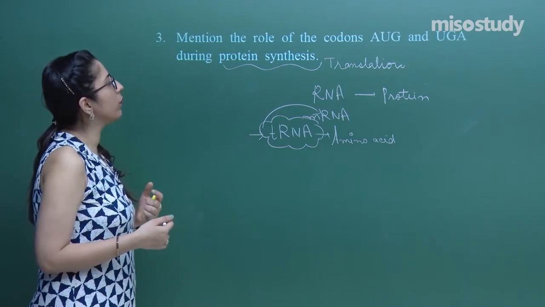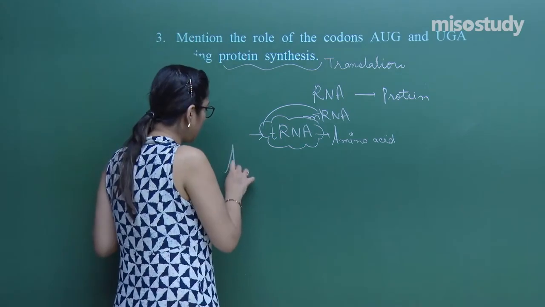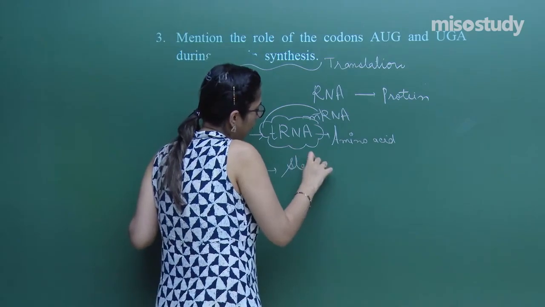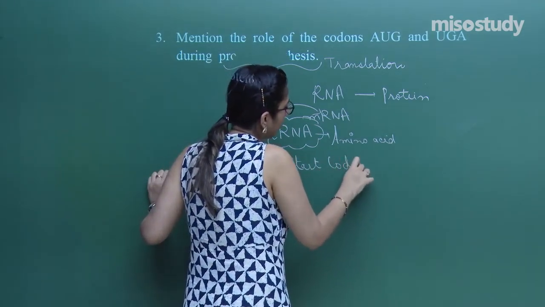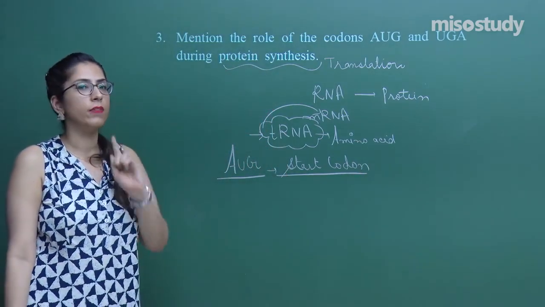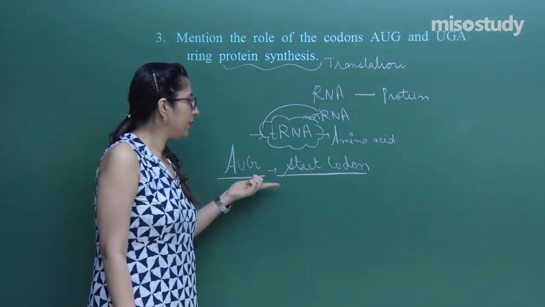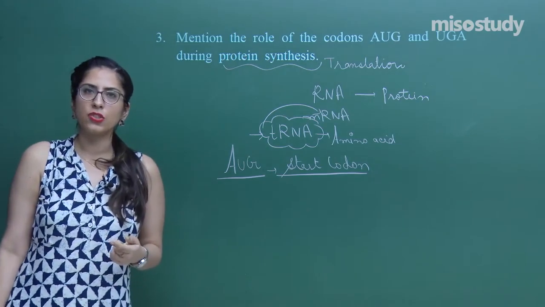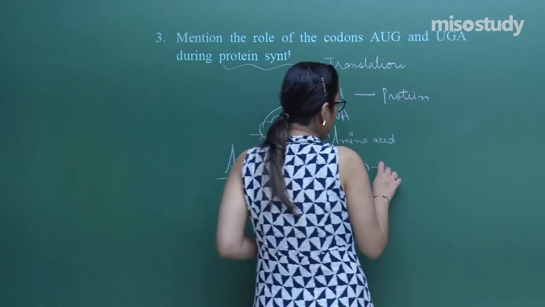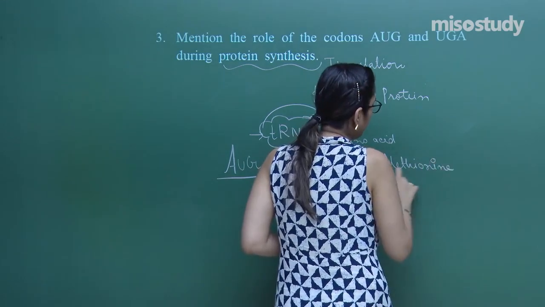Now, the triplet codon which is mentioned in the question is AUG. AUG is called the start codon. This is the codon from where translation always starts. Translation always starts with AUG. This you have to remember. And this is carried by a tRNA which is called a charged tRNA because it carries one amino acid with it, and the name of that amino acid is methionine. Which amino acid? Methionine.